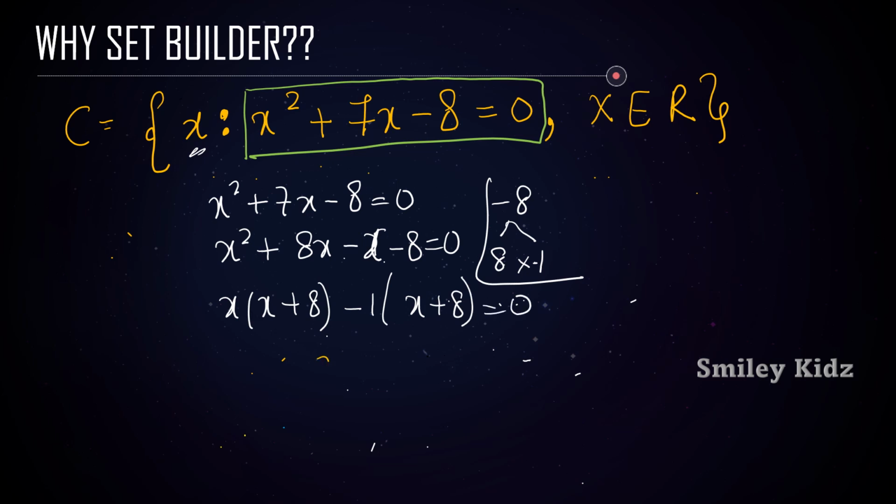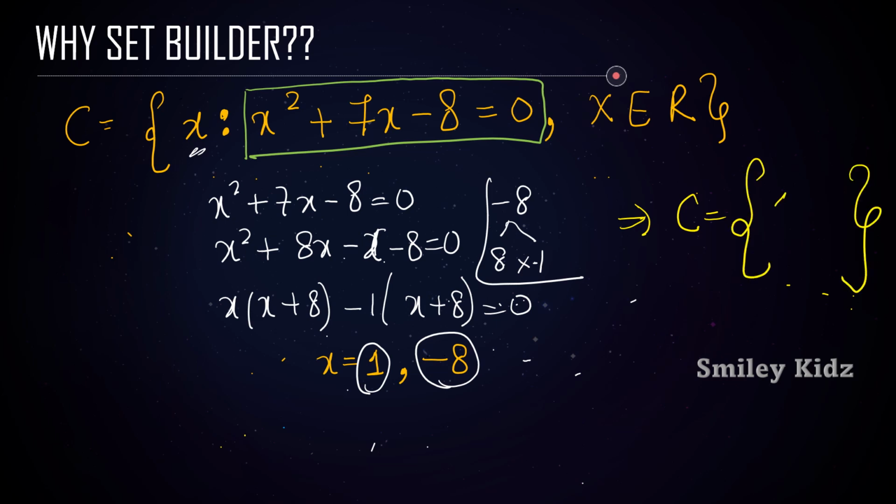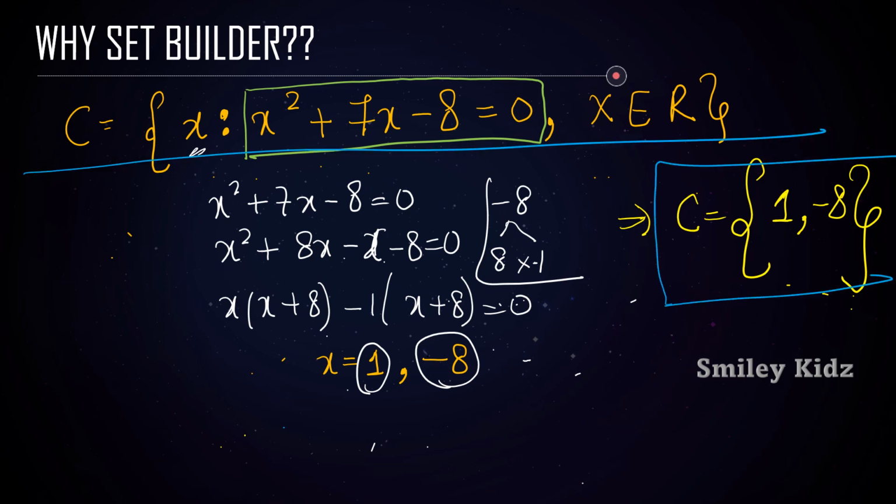So this right over here will become x is equal to 1, comma, x is equal to minus 8. Now 1 is a real number, minus 8 is also a real number. Any worries? No, right? So what is the roster form? The roster form will be C is equal to, in flower brackets, 1 comma minus 8. Now this is the roster form, whereas this is the set builder form. Well, need not worry, we will solve a lot many questions in the next video.